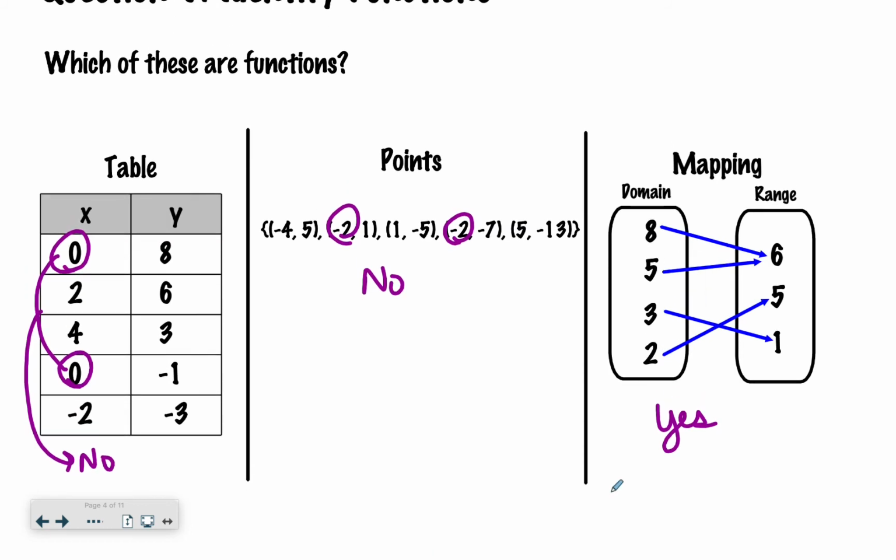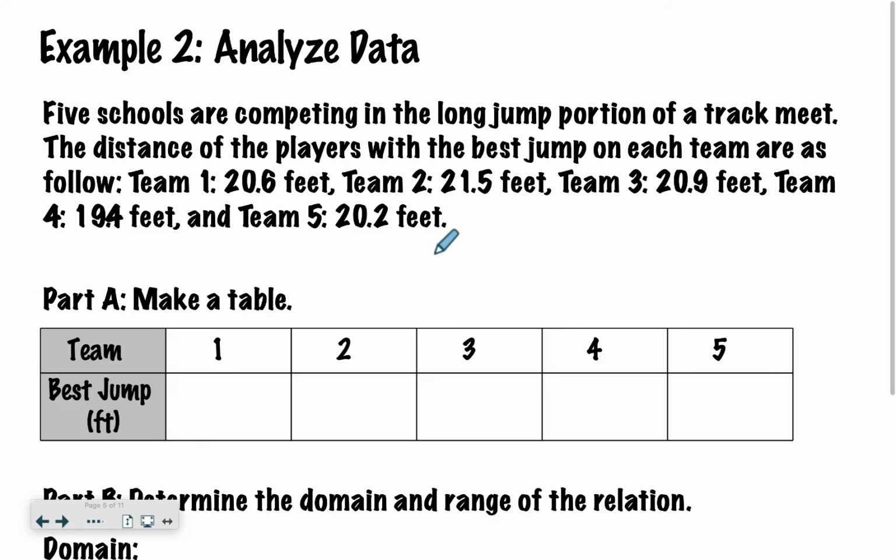All right, for this one, hopefully you figured out that the mapping was the only one that was a function because it has exactly 1 output for every input. The table had 2 zeros in the x column, and the points had 2 negative 2s for x values. All right, now let's talk about analyzing data.